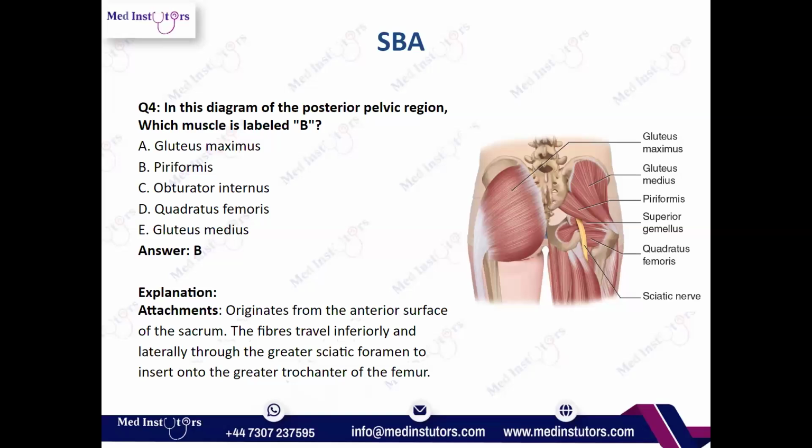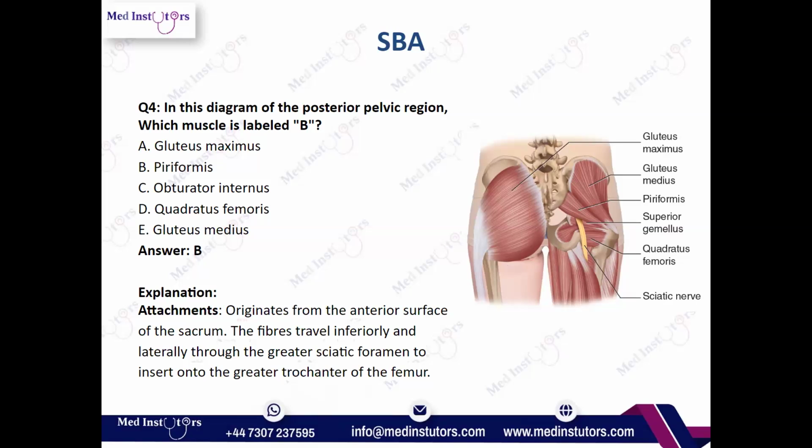That's why I have particularly added this slide regarding the piriformis muscle, because this is the muscle out of which there are many SBAs in the recalls. One SBA is from the identification of the piriformis muscle. One question is regarding its origin and insertion. So I have added the attachments here, and this is another SBA from the recalls. So from this slide, you will cover two SBAs. One is the identification and the other is the attachments. So what was that SBA?